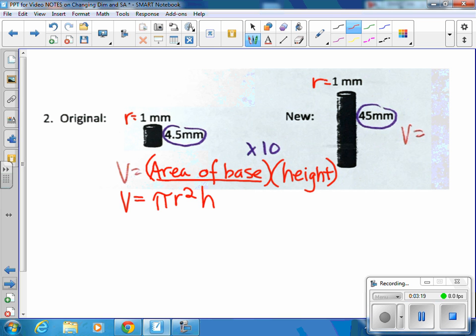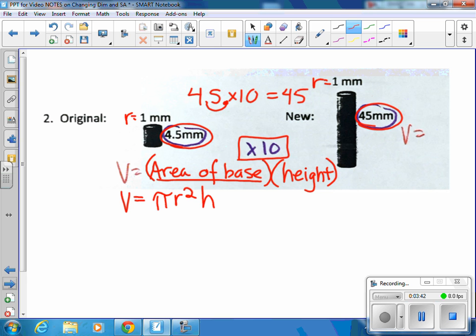Oh, and actually, I'm sorry, I should back up a minute. Again, we looked here, our height was 4.5 on this one, and on our new one, our height is 45. So we can tell that it was a scale factor of timesing it by 10. Because remember, 4.5, if we times it by 10, all we're doing is moving our decimal one place to the right, and then that gives us the 45 that we had up there for the second one.